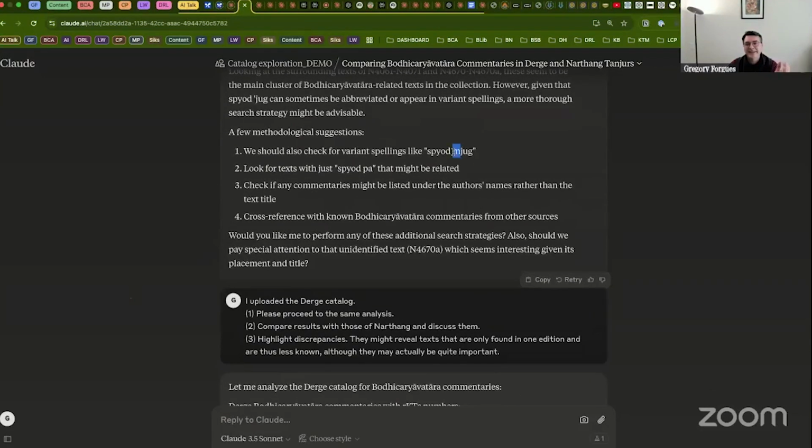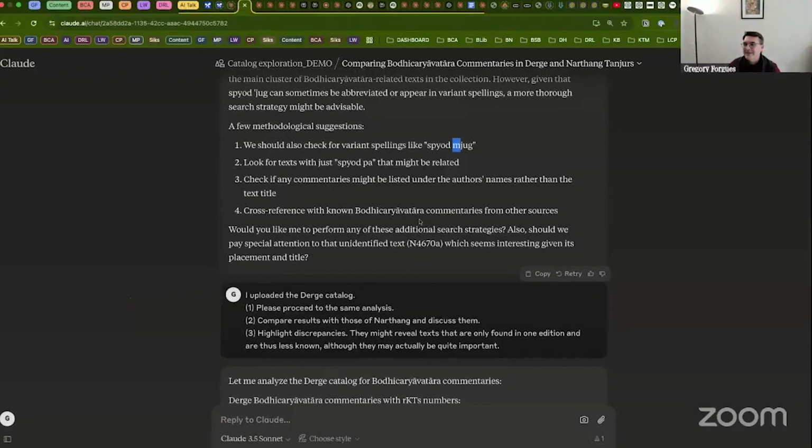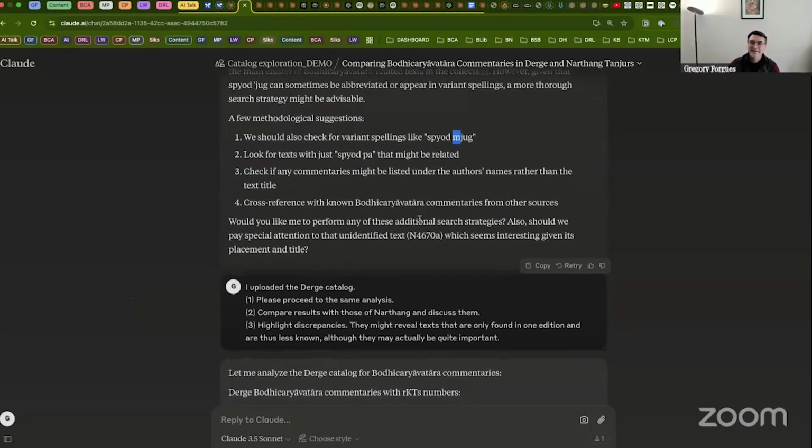Now look, that is super interesting too, right? The model is suggesting a variation, asking if I want it to check that, because that's true. That's in Tibetan very often, right? We have this kind of possible variation. So the model is saying, okay, we're not going to do that, but it's very interesting. Linguistically, it knows that we can have a spelling issue on this kind of prefix consonants, right?